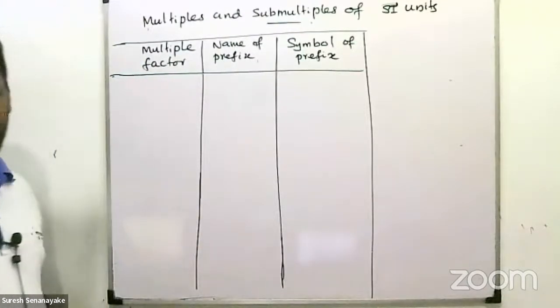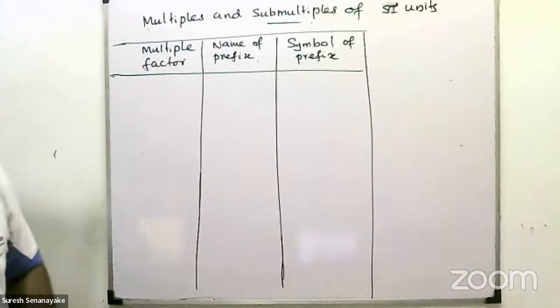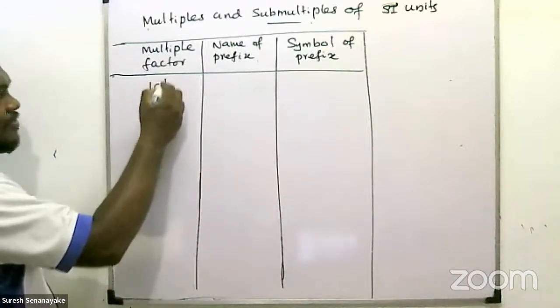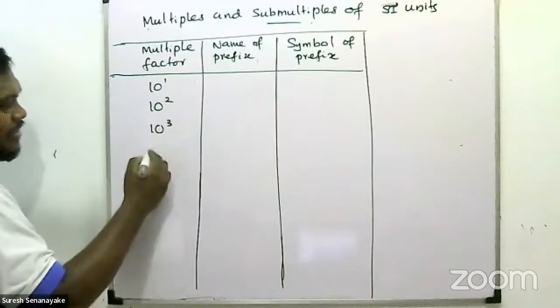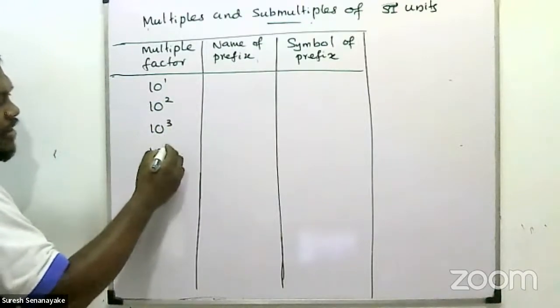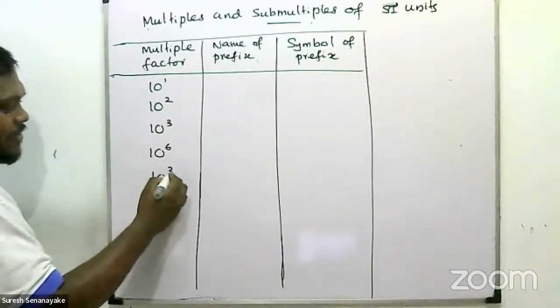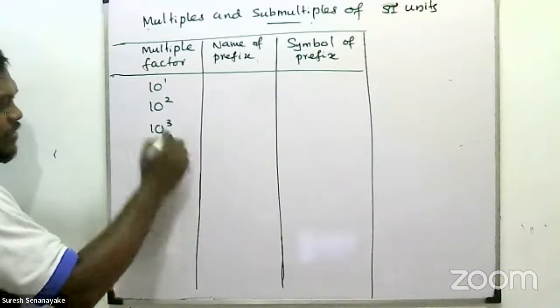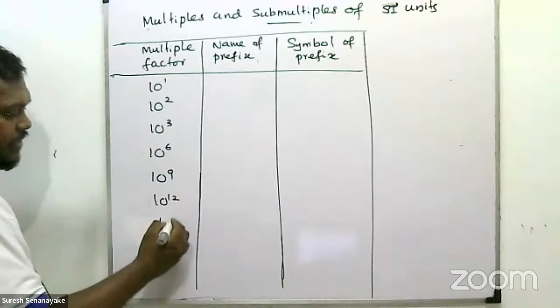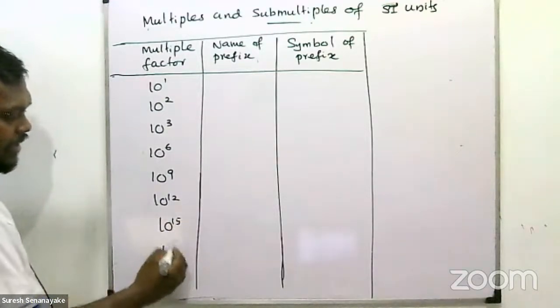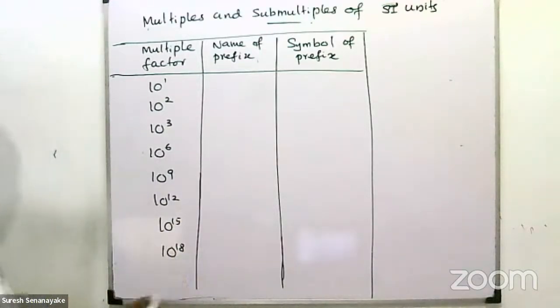Right, well, let's say the factor. So 10 to the 1, 10 factors here, 10 to the 2, 10 to the 3. Then after 10 to the 3, we go with the powers 3 by 3: 10 to the 6, 10 to the 9, 10 to the 12, 10 to the 15, 10 to the 18. You need to know only up to this point.